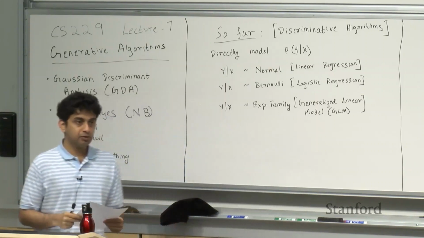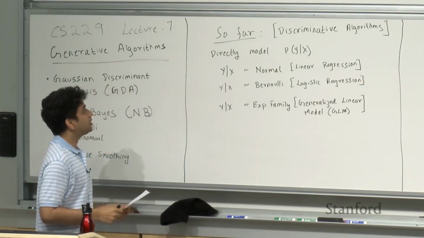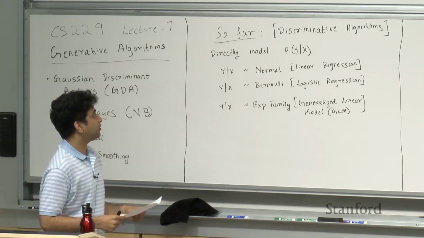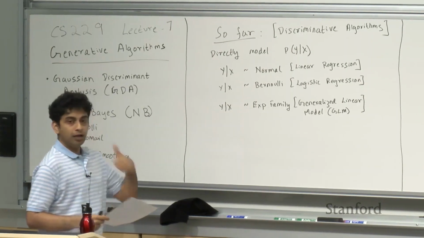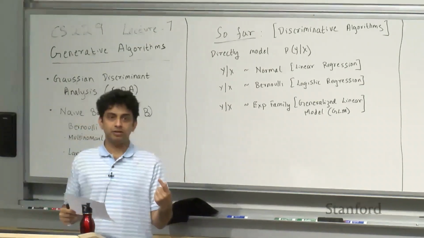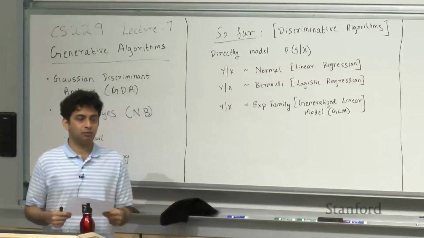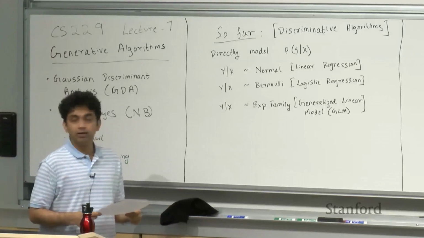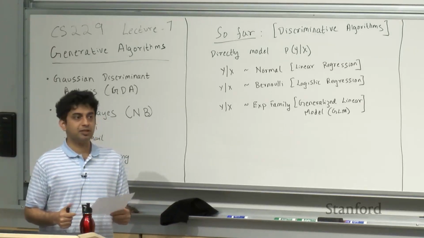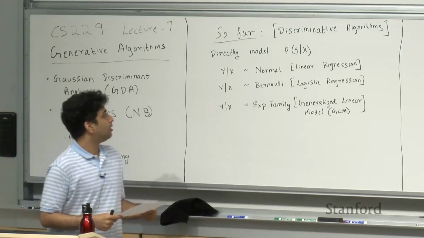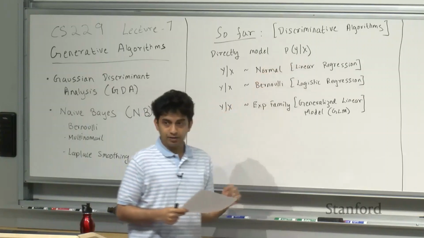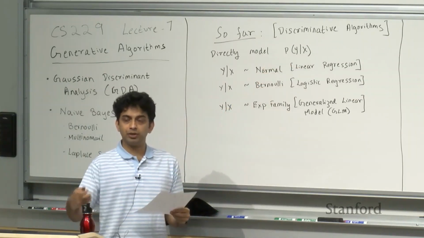And before we dive into generative models, let's look at what we've covered so far. So far we have covered linear regression, logistic regression, and generalized linear models. All three of these are what you may call discriminative algorithms. We call them discriminative algorithms because they directly model P of y given x, where y is the desired output and x is the input.